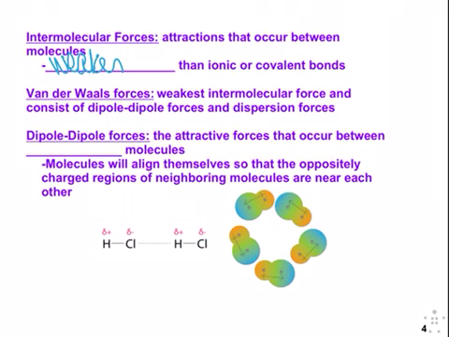A dipole-dipole force is the attractive force that occurs between polar molecules. That means molecules will align themselves so that the oppositely charged regions of neighboring molecules are near each other. See here, this chlorine is partially negative, so it's going to align itself with this partially positive hydrogen. It's really just opposites attracting one another. Okay?